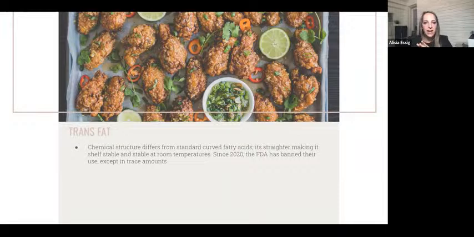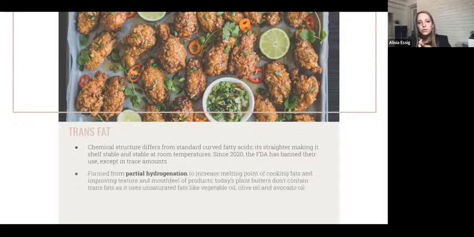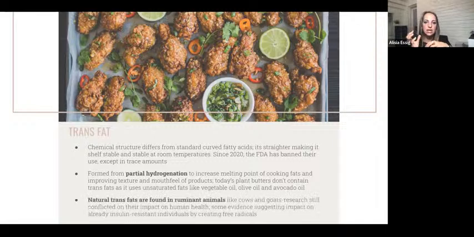Okay, so trans fat has actually been banned since 2020. The FDA banned it from use except in trace amounts. So you will still see trace amounts of trans fats in fried foods, right? You'll still see trace amounts in cooking oils, in even just things that are shelf stable, like any type of products that you're buying, that anything less than 1 gram, right, is still okay. So maybe just like a cupcake that's been on the shelf forever at the grocery store, anything that has been there for a while.